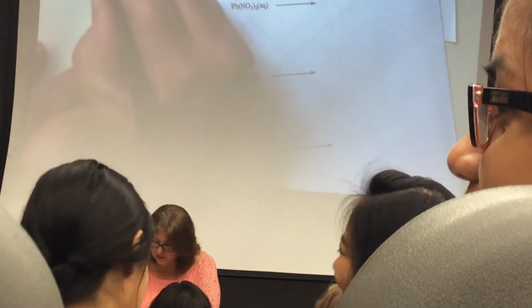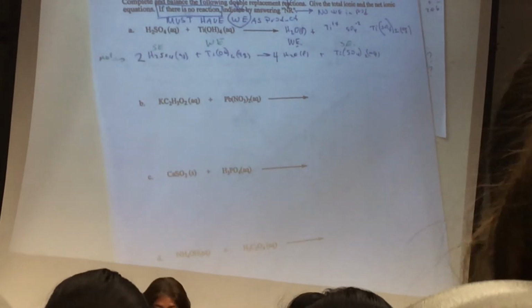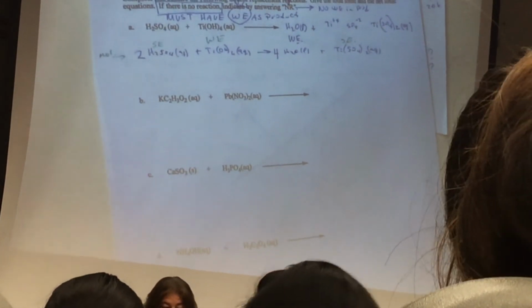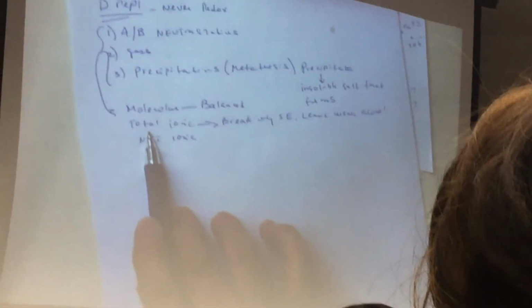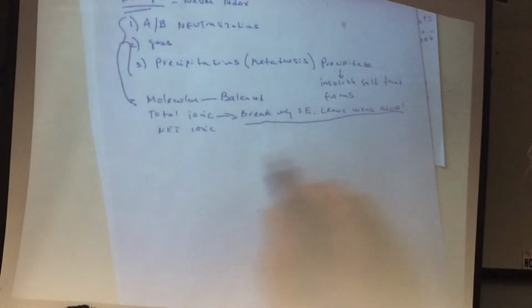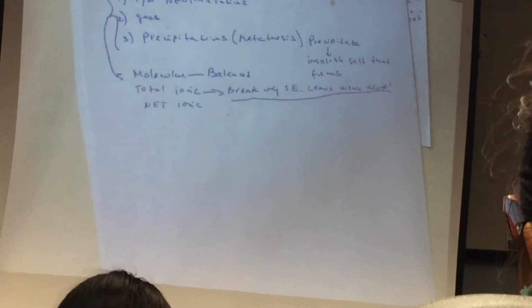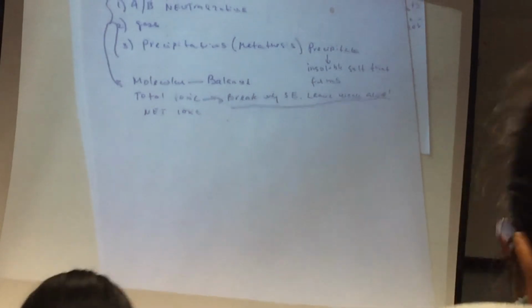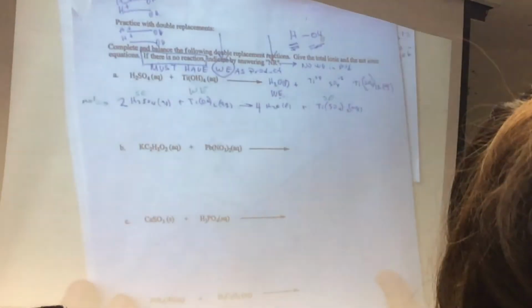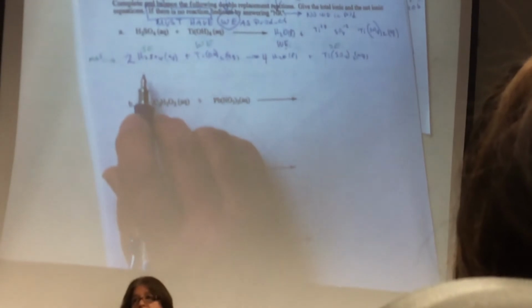This one is called the molecular equation. The molecular equation is nothing other than the balanced equation. That's all it is. And now we're going to write the total ionic equation. The total ionic equation is written based on this criteria. Break only the strong, leave the weak ones alone. Okay? So, strong electrolyte. Do I break it? Yeah, that's what strong electrolytes do. They break apart 100%.